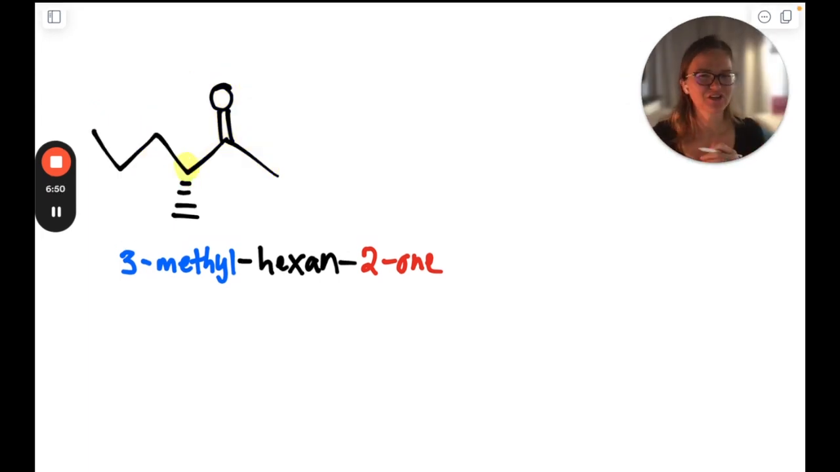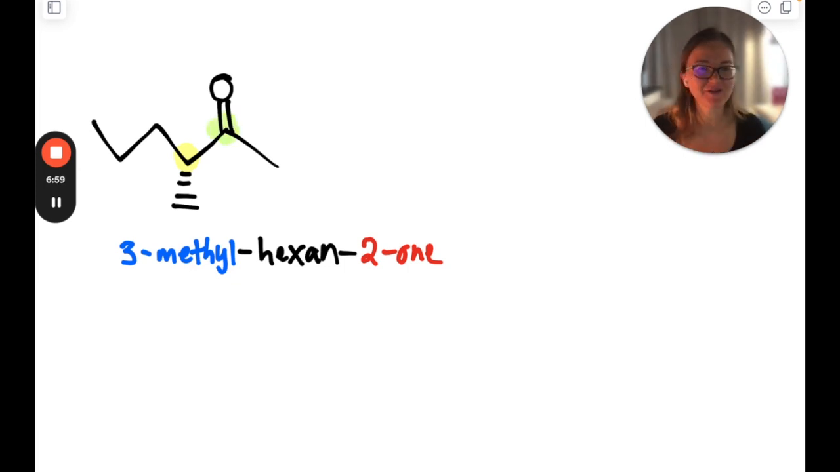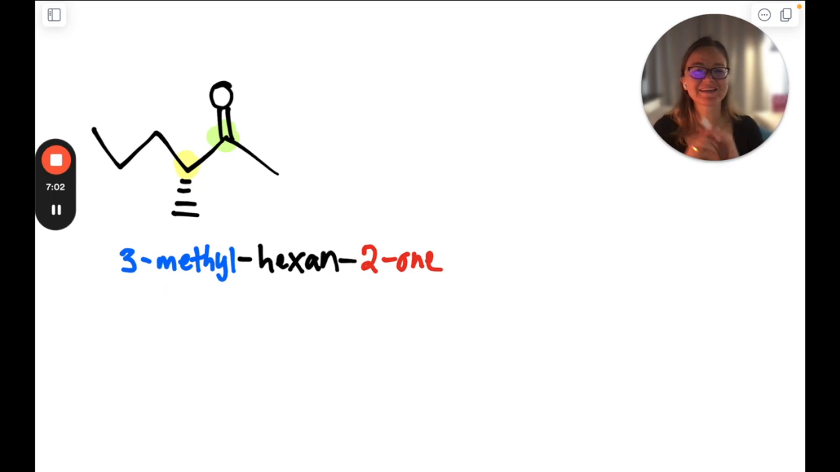So now quick question, could a carbonyl carbon be a chiral center? Like, could this carbonyl carbon be a chiral center? No, a carbonyl carbon can never be a chiral center because it is double bonded to an oxygen, which means it's the same thing as if it was single bonded to 2 oxygens separately. So because of that, it's not connected to 4 unique substituent groups.